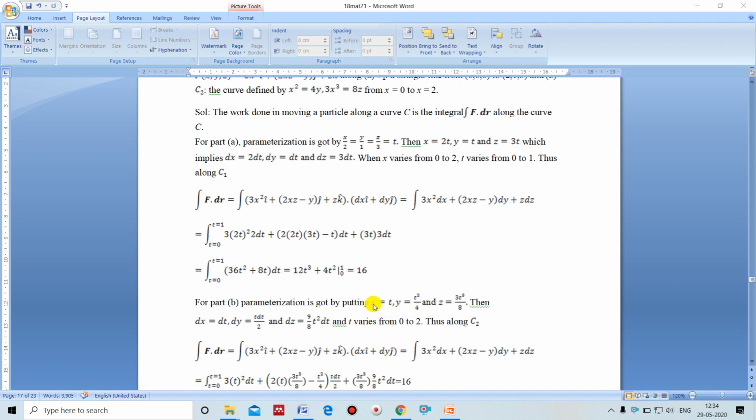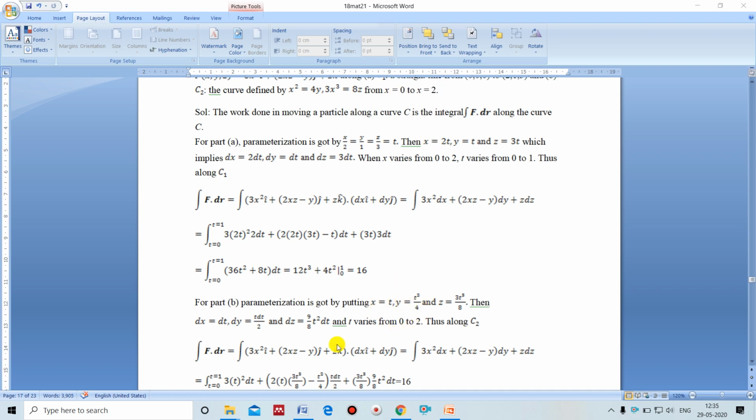Then differentiating with respect to t, on simplifying we get dx equal to dt, dy is equal to 2t dt divided by 4, or t into dt by 2. Then differentiating z with respect to t, we get dz is equal to 9 by 8 t square into dt. Here t varies from 0 to 2. If we put x equal to 0, t equal to 0. If we put x equal to 2, t is equal to 2.